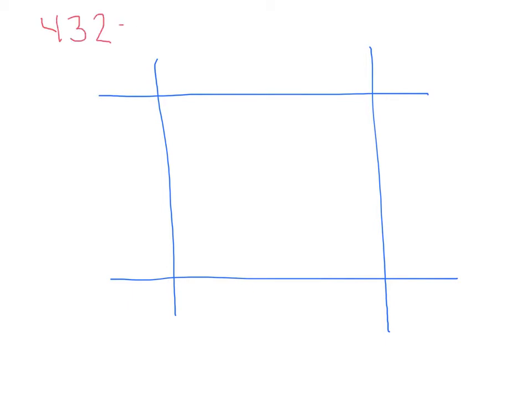432 divided by 4. Now remember, in our top left corner, we have the hundreds. I'm going to write H for hundreds. In the center part, I have the tens, T, which represents tens. And lastly, in my far right-hand corner, I have the units, or the ones. I'm going to write an O for ones column.